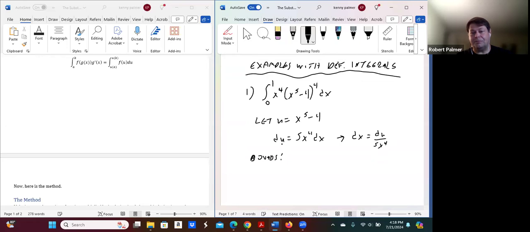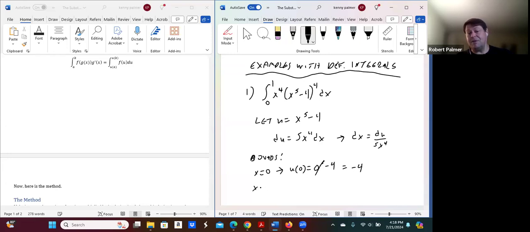Okay, now when x is 0, I'm going to plug this in. u of 0 is going to be 0 to the fifth minus 4, and that's going to be negative 4. So our original lower bound was 0, and in terms of u, our lower bound is negative 4.